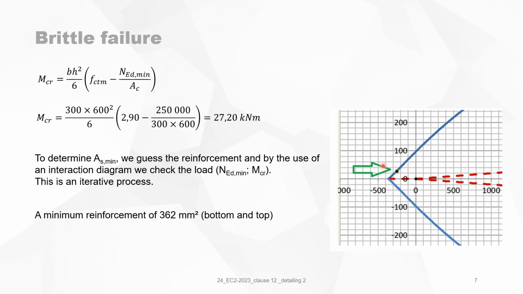And now this is only the result that I'm showing. You will see that there is a minimum reinforcement of 326 square millimeters bottom and top, sorry. And this minimum reinforcement can balance the 250 kilonewton and the 27.2 bending moment, which is exactly that point. So you will see it's fairly cumbersome to calculate the minimum reinforcement for brittle failure with a bending moment and a tension force.